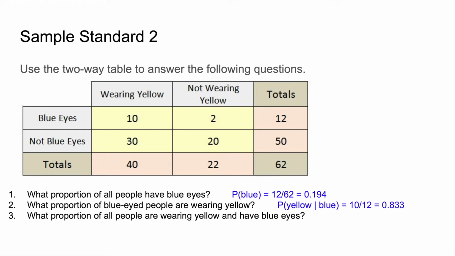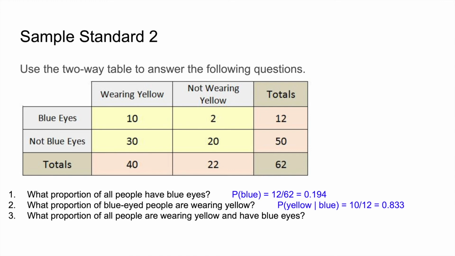are wearing yellow? So our notation is, what is the proportion of people who are wearing yellow given the fact that they have blue eyes? So that vertical line just means that we're given a certain part of our population of interest. So proportion of people wearing yellow given the fact that they have blue eyes. Well, if you're looking just at that row, it's out of 12, and 10 of them are wearing yellow. So 10 out of 12, which rounds to 0.833.